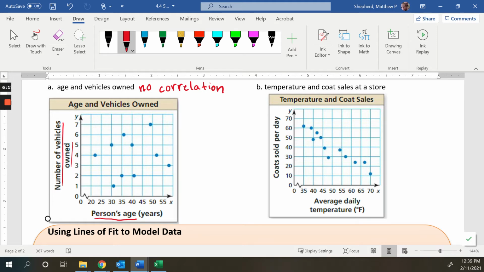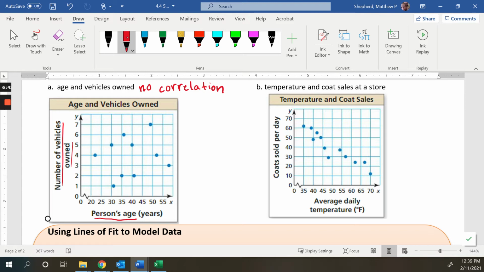I would wonder if perhaps we had income here. If we put in income, if as income goes up, the number of vehicles owned goes up, that might be something that would have correlation. But as we see, the age and the number of vehicles owned doesn't appear to have correlation. One is not a good predictor of the other.